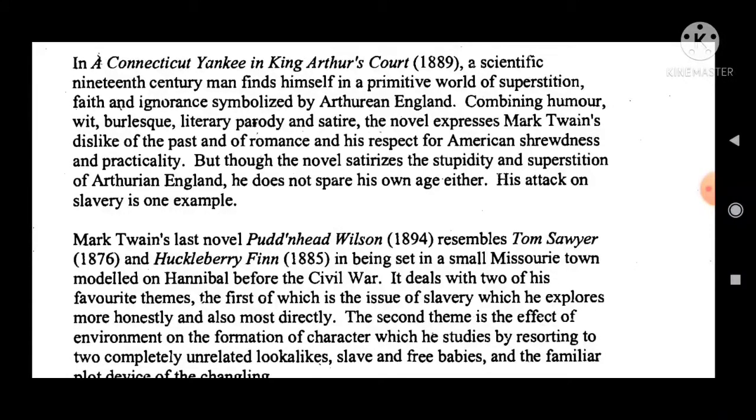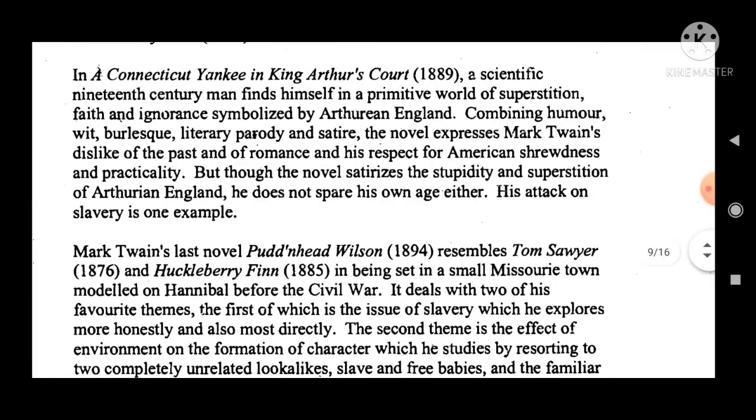Combining humor, wit, burlesque, literary parody, and satire, the novel expresses Mark Twain's dislike of the past and romance and his respect for American shrewdness and practicality. But though the novel satirizes the stupidity and superstition of Arthurian England, he does not spare his own age either. His attack on slavery is one example.